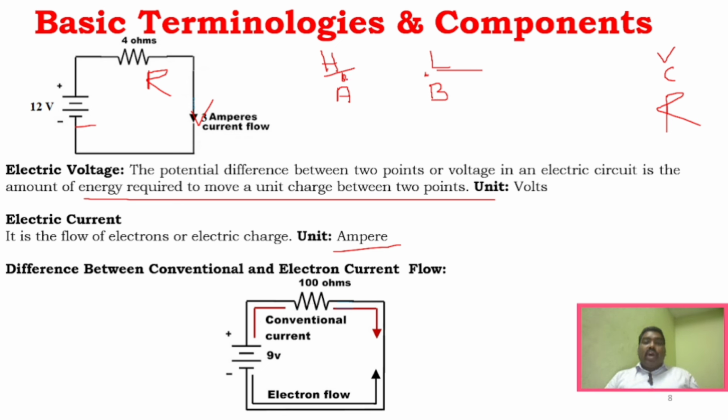Now, if you join these 2 points by using a conductor, say for example, I'm going to join these 2 points using a wire, right? Now the electrons will start flowing from higher potential to lower potential, and that flow of electrons is called current, right? And only if you join these two potentials, the current can be generated, whereas the voltage is the potential difference between these 2 points, right?